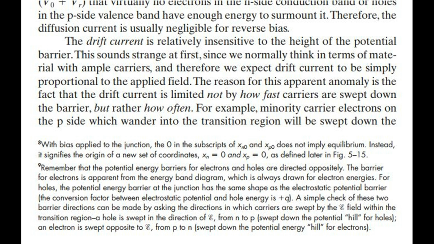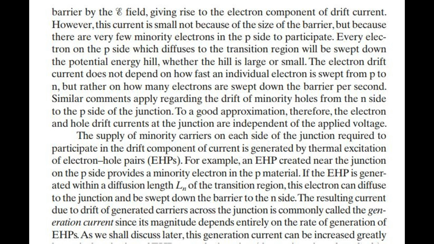For example, minority carrier electrons on the P side which wander into the transition region will be swept down the barrier by the field, giving rise to the electron component of drift current. However, this current is small not because of the size of the barrier, but because there are very few minority electrons in the P side to participate. Every electron on the P side which diffuses to the transition region will be swept down the potential energy hill, whether the hill is large or small.